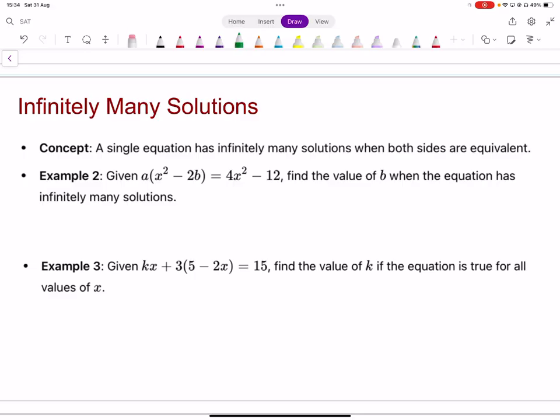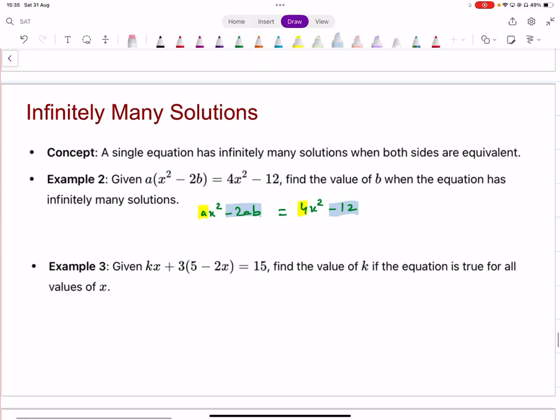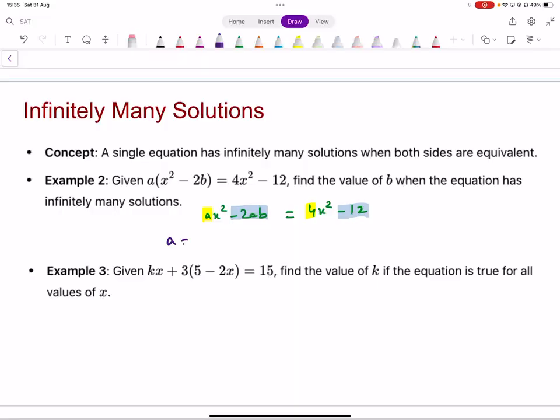Can we find the value of b now using that information? What do you have on the left side? If you simplify this, you get ax squared minus 2ab. What do you have on the right side? 4x squared minus 12. If these two things are identical, we can compare both sides. We can say a should be 4 and minus 2ab should be minus 12. Only then they will be identical to each other and have infinitely many solutions.